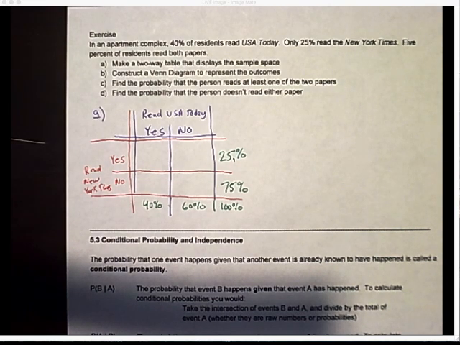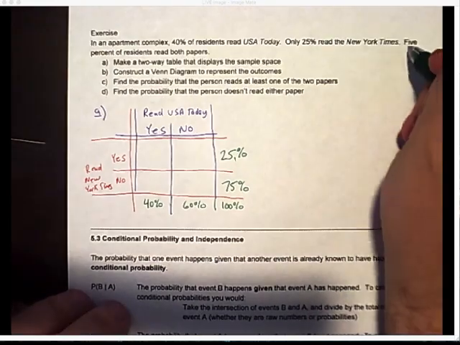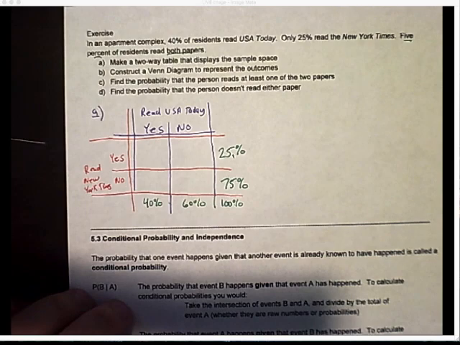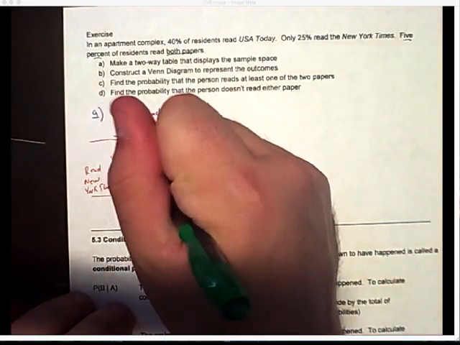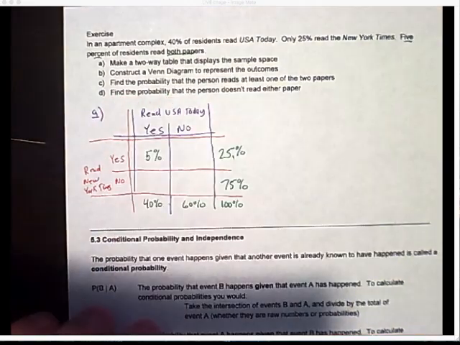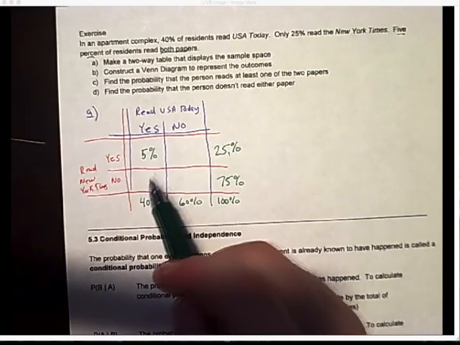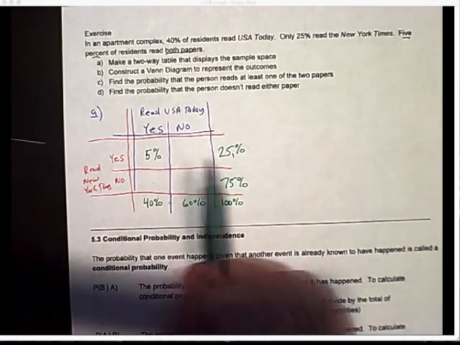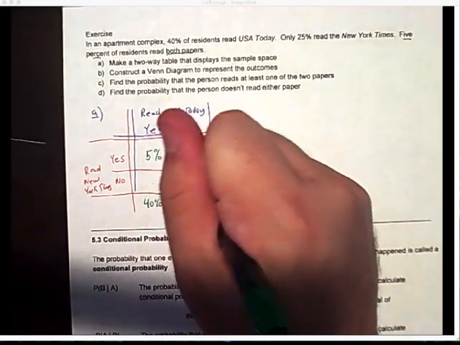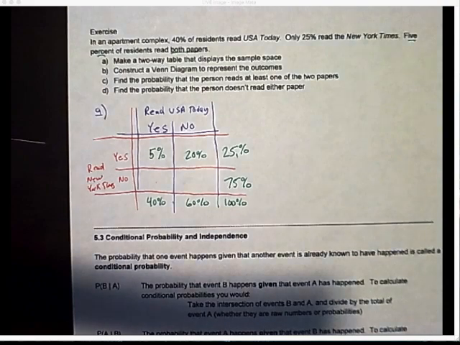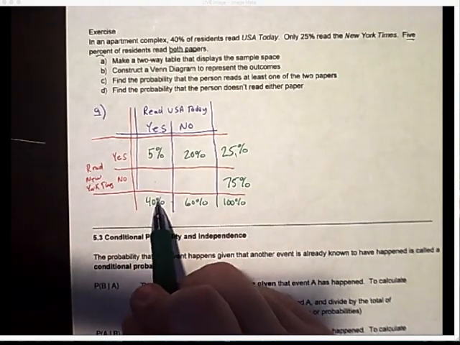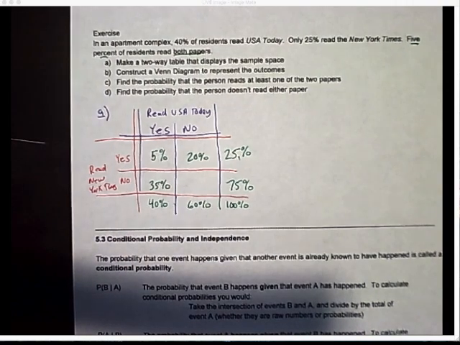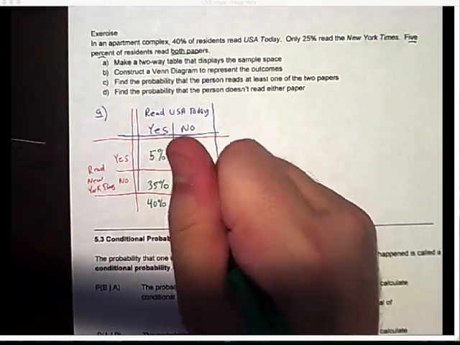All right, now it gives me one more key piece of information. It says 5% read both papers. Well, if that's true, then 5% would say yes to both. And if I know that piece of information, I should be able to figure out these remaining three. Okay, 5 plus what gives me 25%? Well, 20% do. All right, 5% plus what gives me 40? That would be 35. Okay, 20 plus what gives me 60? Well, that's 40.